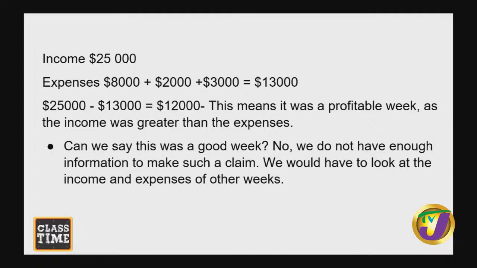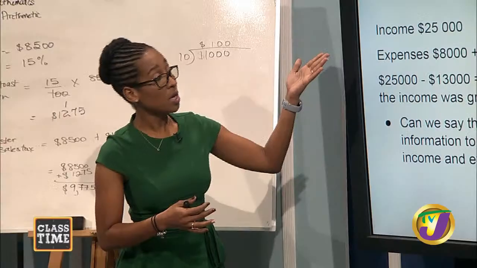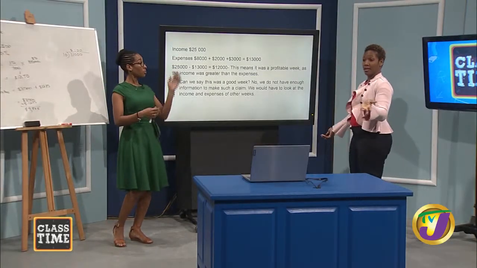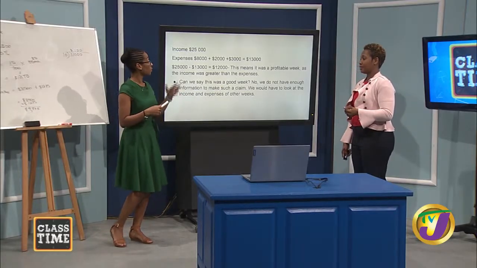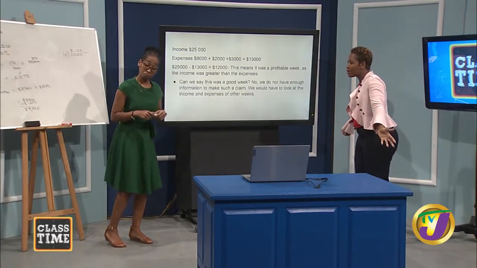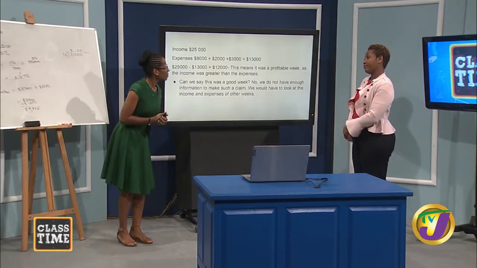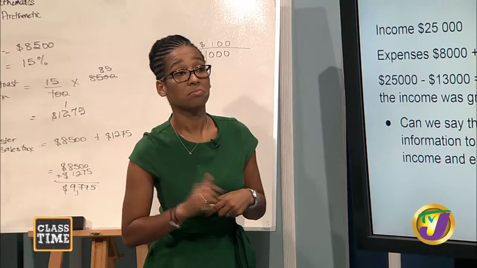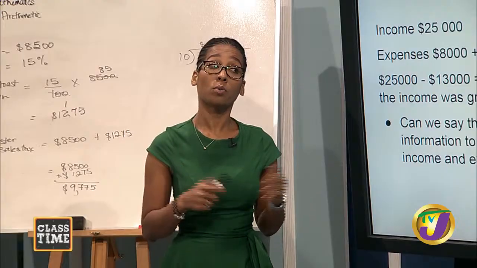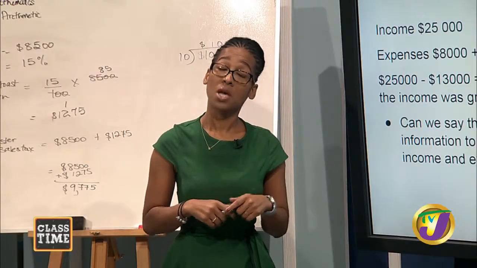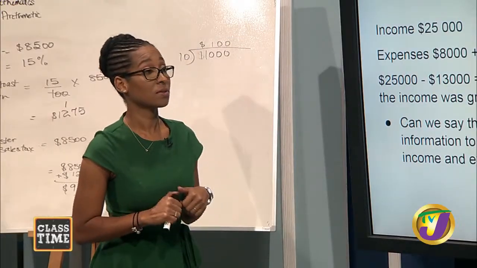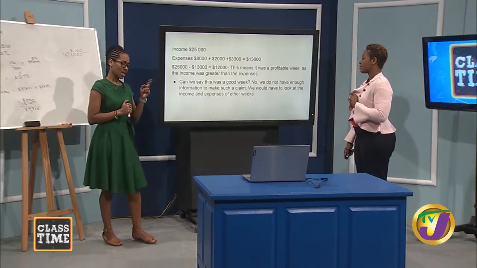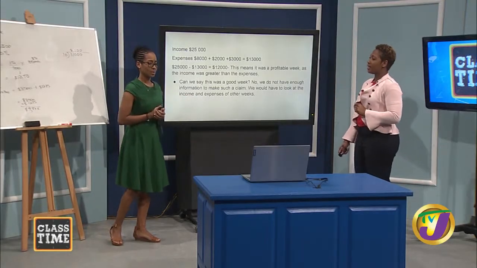Maybe the previous week they would have made $120,000, and $12,000 is a small amount of money. Or maybe weeks before, they would have been making $5,000, and the expenses are still more than the income. So they could have been operating at a loss. You can't really make a loss. You can make a profit, but you operate at a loss.